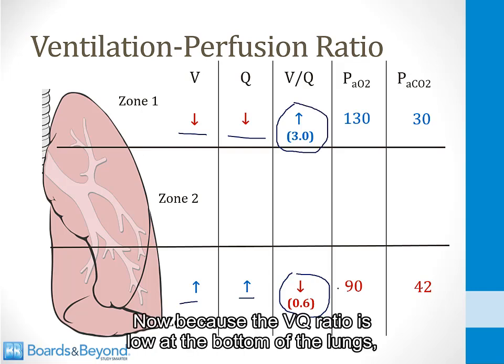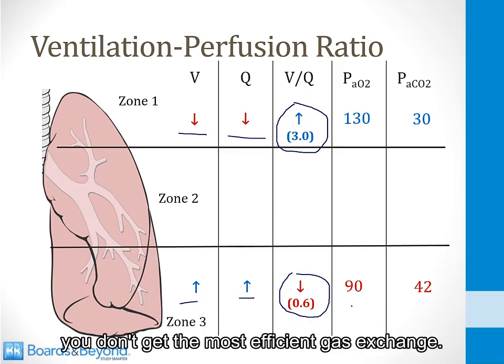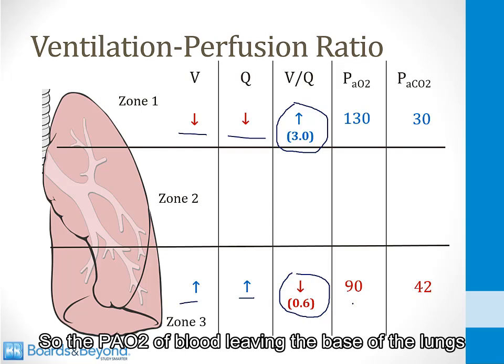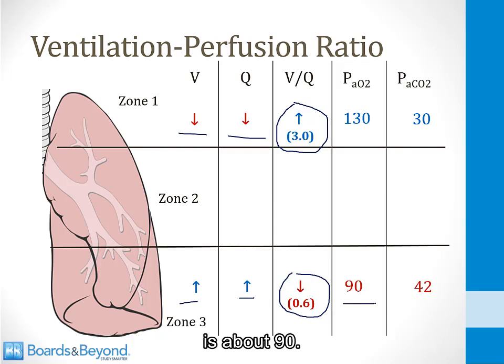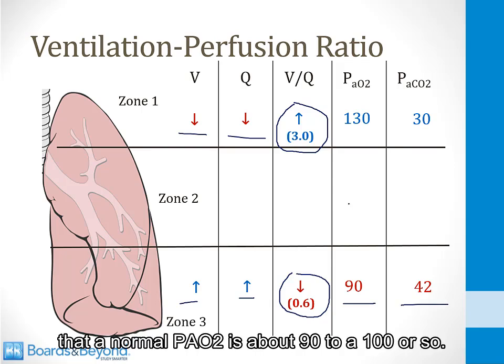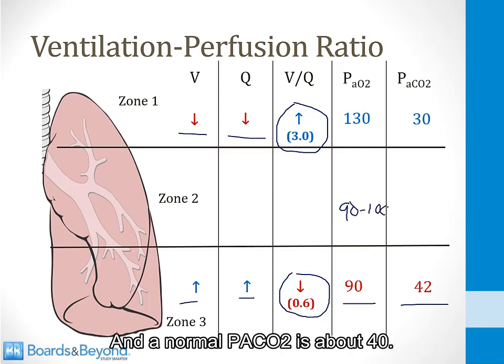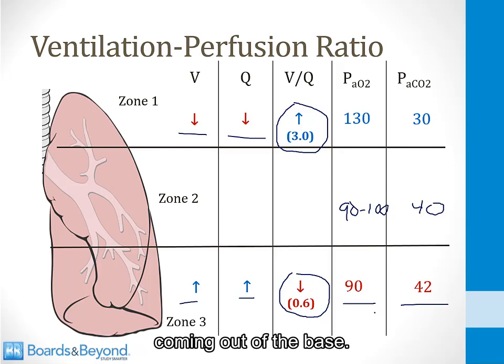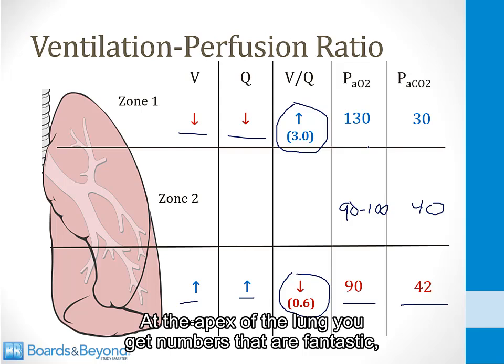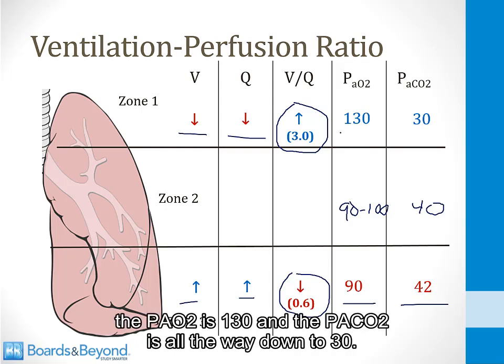Now, because the VQ ratio is low at the bottom of the lungs, you don't get the most efficient gas exchange. So the PaO2 of blood leaving the base of the lungs is about 90, and the PaCO2 is about 42. And remember that a normal PaO2 is about 90 to 100 or so, and a normal PaCO2 is about 40. So you're getting numbers that aren't quite as good coming out of the base.